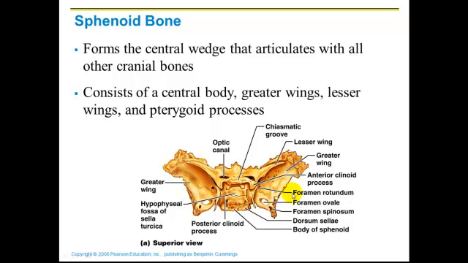this area here known as the greater wing. The smooth part would form part of the orbit of the eye. These regions, called the optic canal, would be where we would see the optic nerve passing through. Where the optic nerve passes through, there is a groove where the optic nerve crosses. That is called the optic chiasma. This then would be the chiasmatic groove. There are numerous foramen located, including the foramen rotundum, the foramen ovale, and the foramen spinosum.